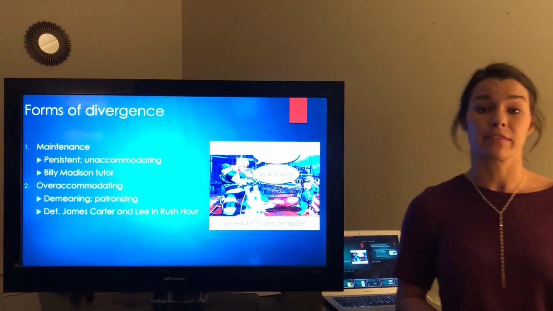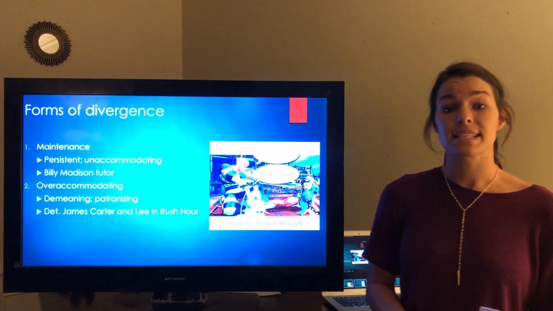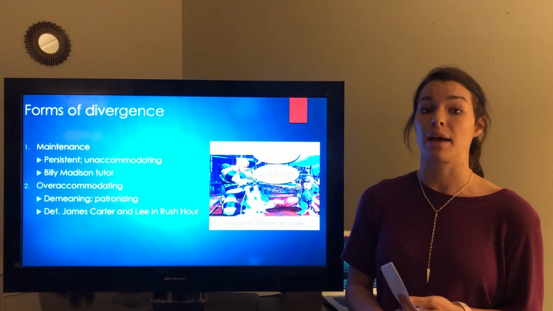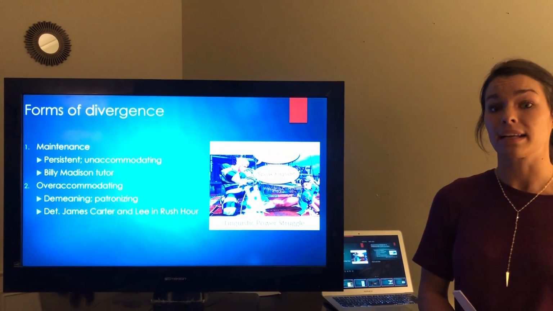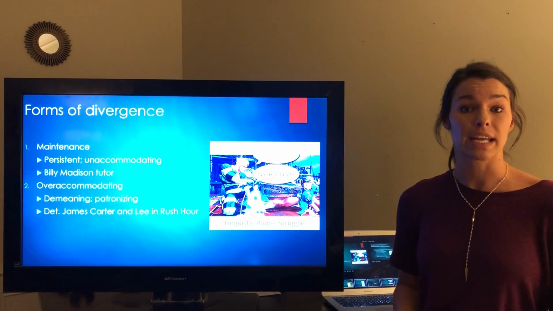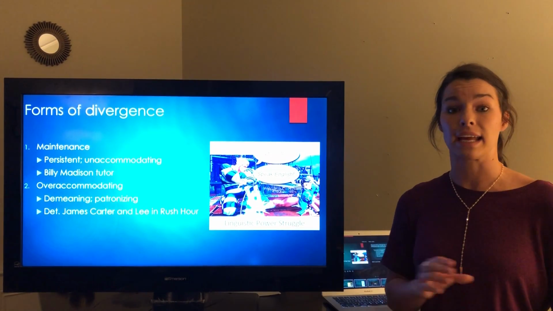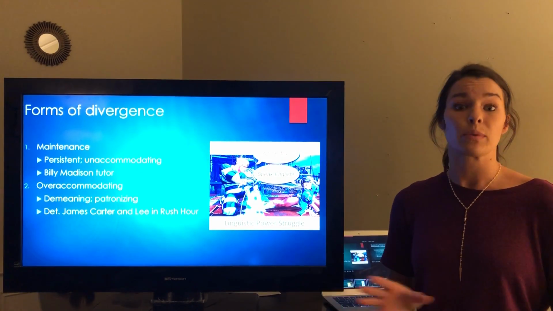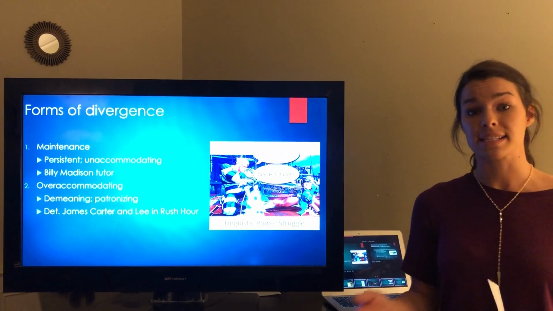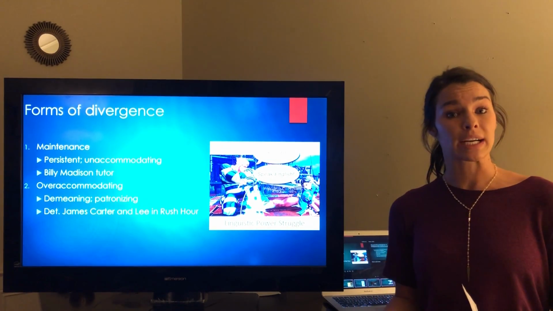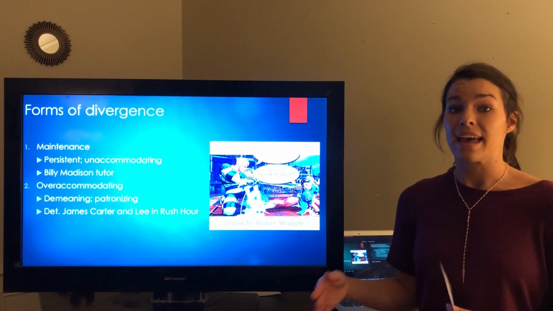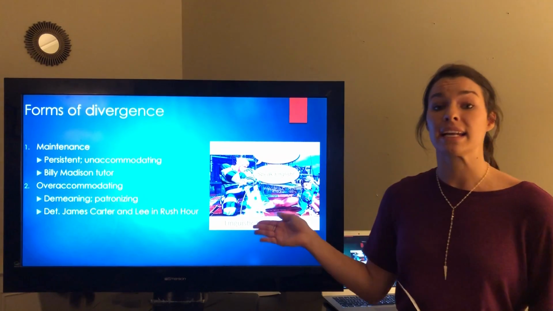There are two different forms of divergence: maintenance and over-accommodating. Maintenance is a more persistent and unaccommodating manner of communicating. A great example of that is in Billy Madison. He is trying to learn Spanish, and his tutor repeatedly says things way too fast, where he can't understand or even try to learn what he's saying. So he asks him nicely to repeat it slower, and yet again the tutor says it at the same pace, the same way, so he's being persistent and unaccommodating.